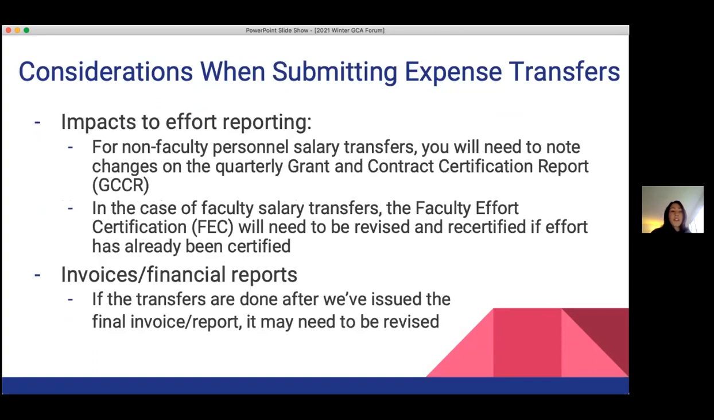So other considerations are impacts to reporting. So first, effort reporting. If you're submitting salary transfers and you've already certified that salary for that particular cycle, then you need to recertify that effort, either in effects, or if it's non-faculty salary, then you need to note the changes on the GCCRs. And then there could also be impacts to invoices or financial reports. So if we've already issued the final invoice on a cost reimbursable award, and then there's an expense transfer, it basically means that we need to either revise the final invoice or issue a supplemental final invoice.